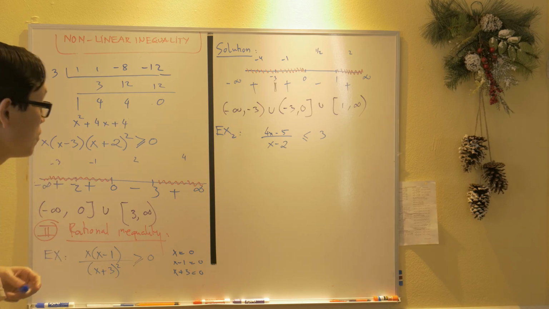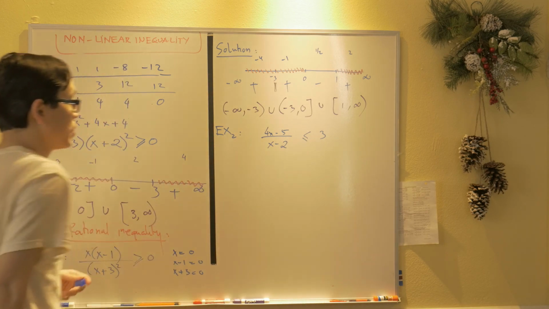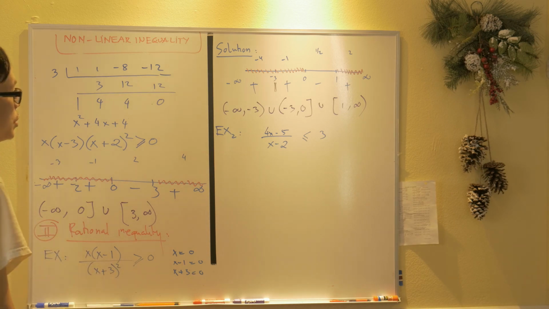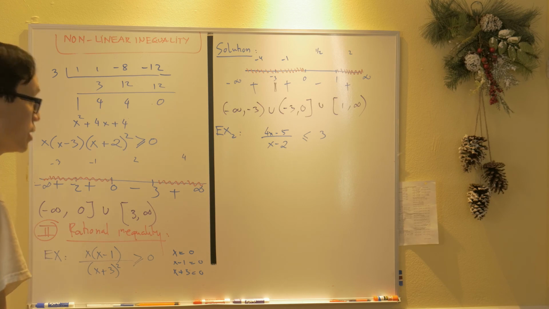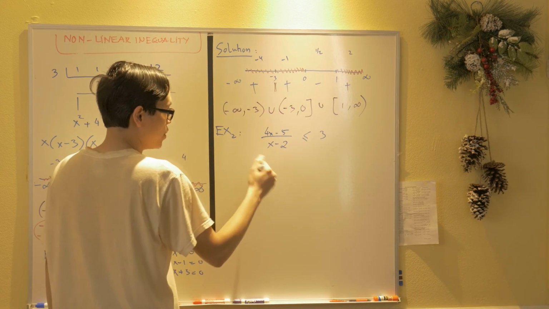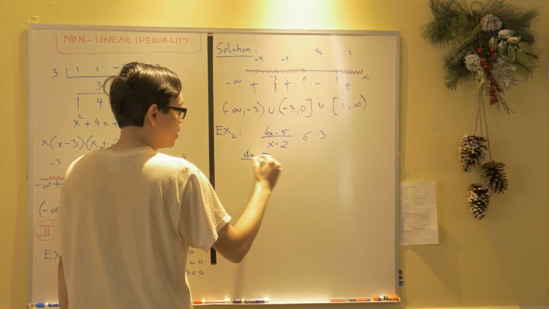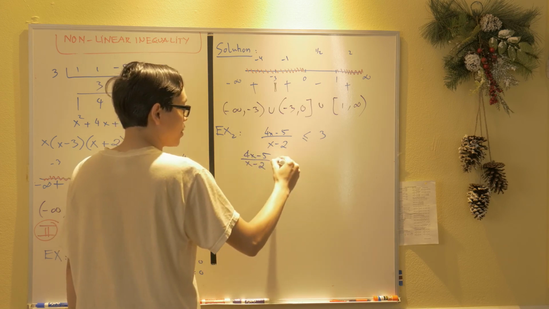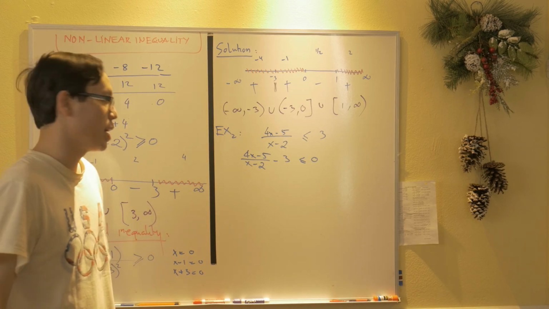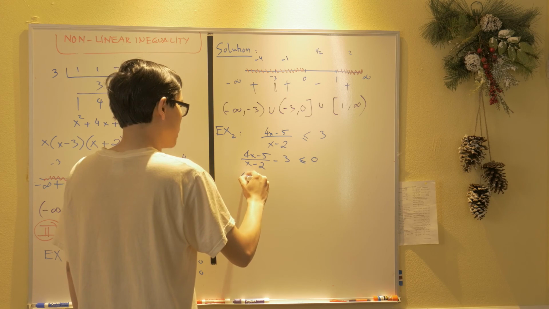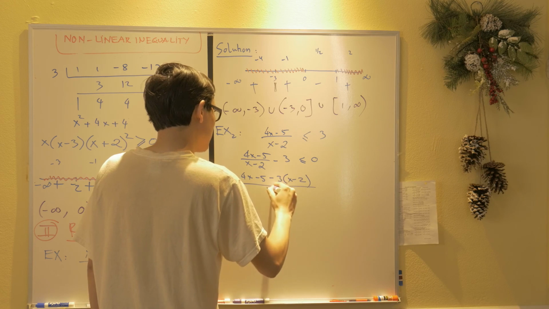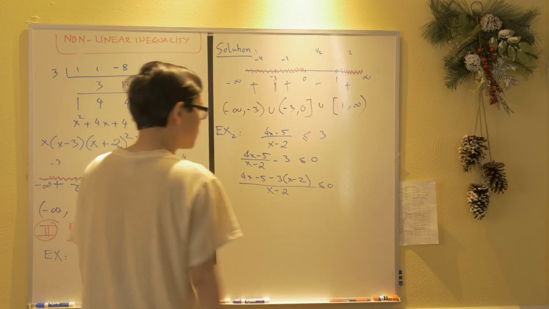So the question over here is not in factoring form, because you see that we still have the number 3 on the right hand side. We must have 0 on the right hand side in order to set up the sign table. So what you have to do is subtract both sides by 3. So you have 4x minus 5 over x minus 2, subtract by 3. Then you find the least common denominator. So finding the least common denominator gives you 4x minus 5 minus 3 times x minus 2, over x minus 2.